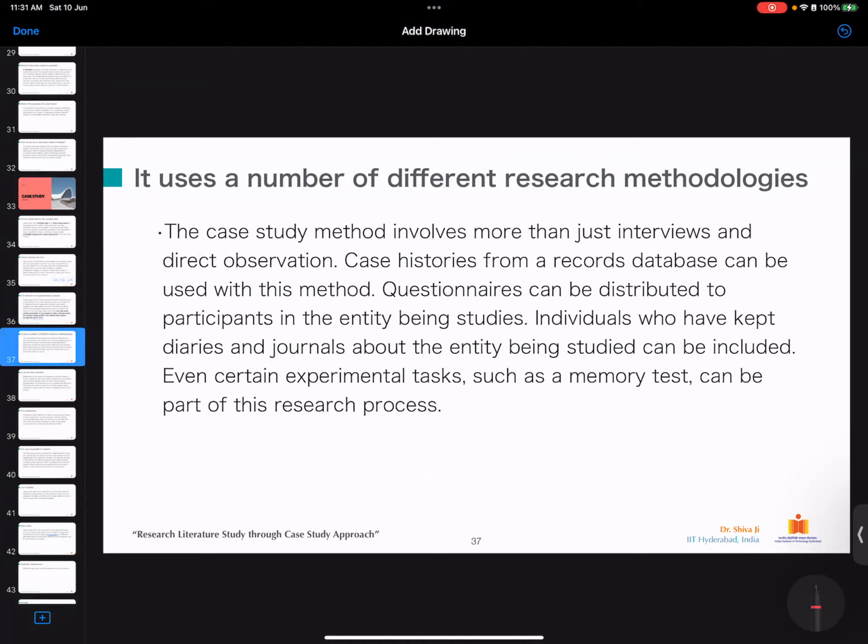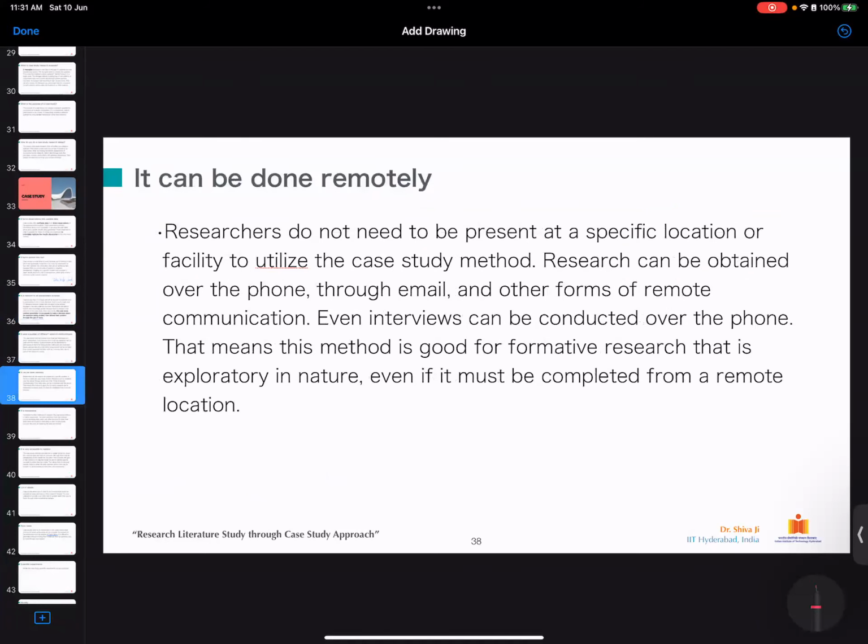And it involves more than just interviews and direct observation. Case histories from record databases can be used with this method. Questionnaires can be distributed, and so on, which are typical research exercises. Researchers do not need to be present at the specific location or facility to utilize the case study method. You can even do this from a distance, or you can go to some other place, make your study, and come back.